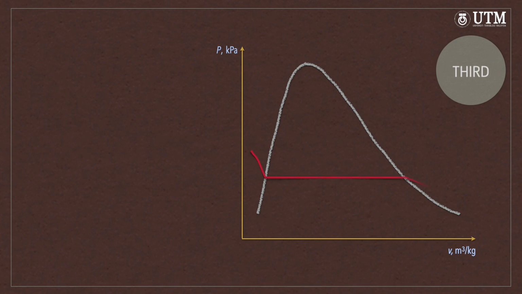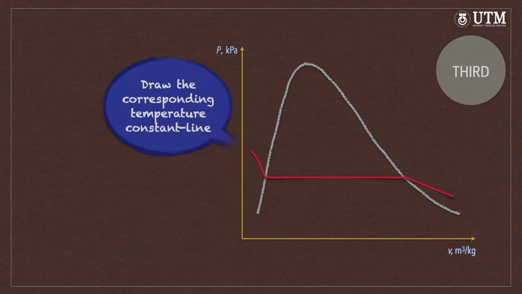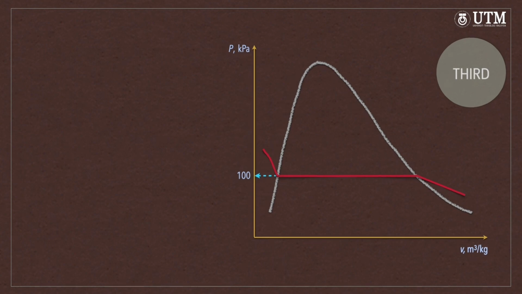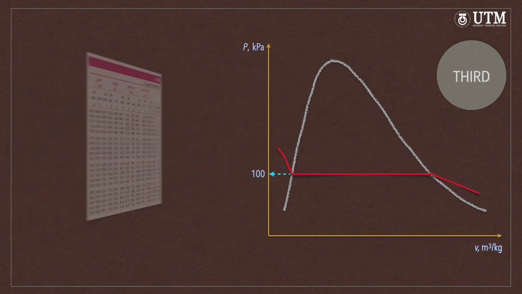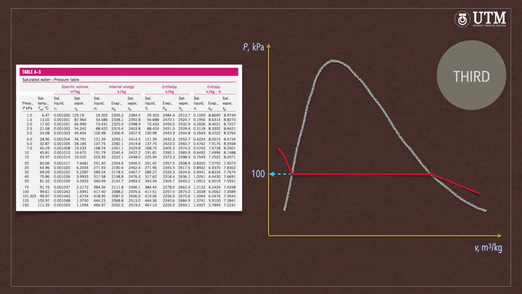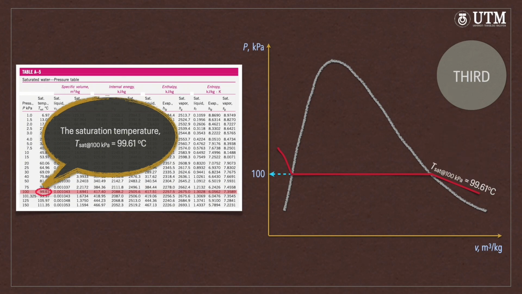Third, on the PV diagram, the corresponding saturation temperature constant line of the water at 100 kilopascals is illustrated. The corresponding saturation temperature of the given pressure is 99.61 degrees Celsius, attained in table A5. We must specify the saturation temperature value on the saturation temperature constant line as demonstrated.